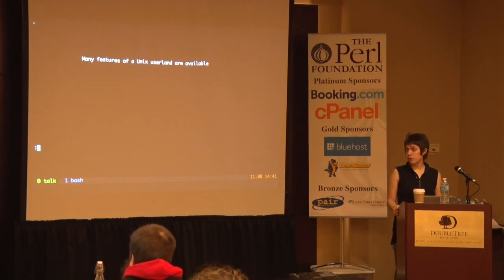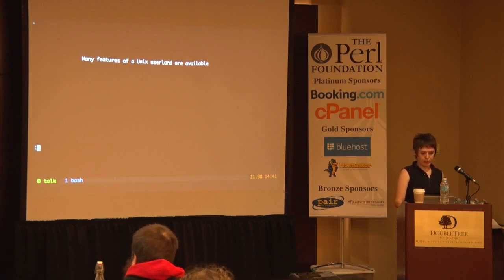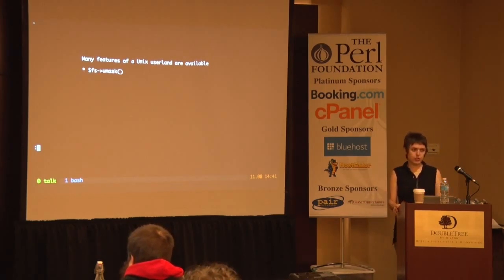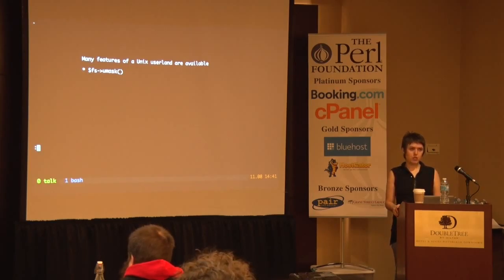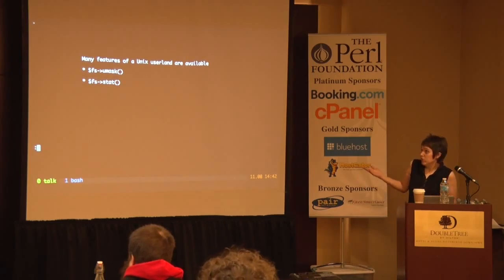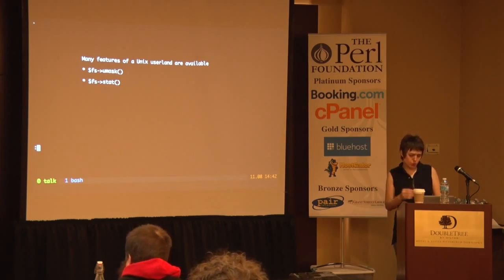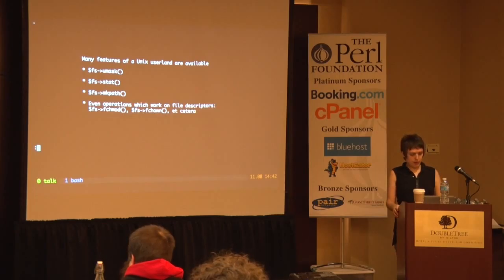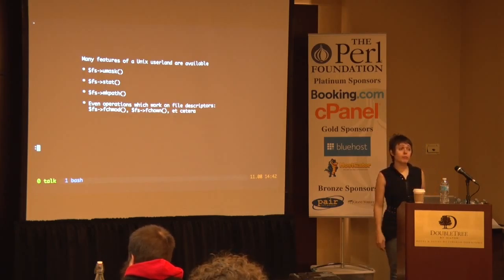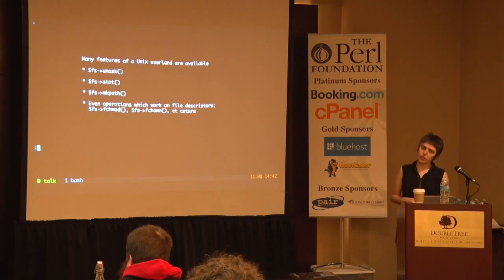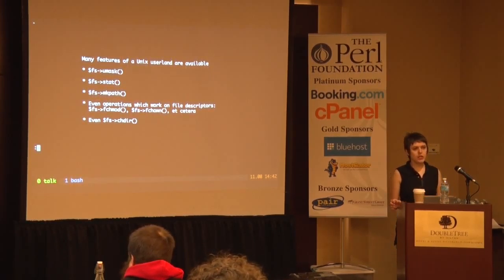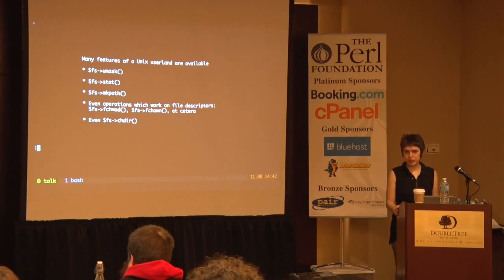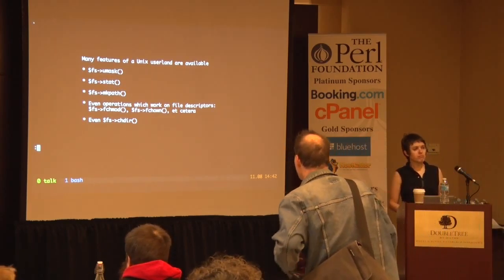A lot of features of a Unix userland are available in Filesys::POSIX, such as umask. You can set a umask that's used to derive the default permissions of new files that you create. There's stat. It works and returns the same sort of data that I showed you earlier. Mkpath works just like mkpath in File::Path. And you can even perform operations on file descriptors that you opened or created files for. fchmod and fchown work as you would expect. And of course, I needed some concept of current working directories. So chdir does what you would expect.